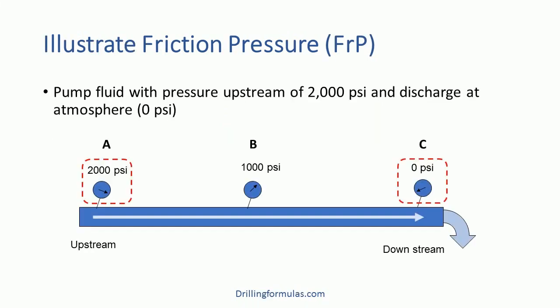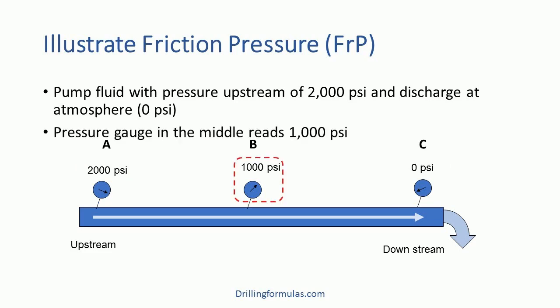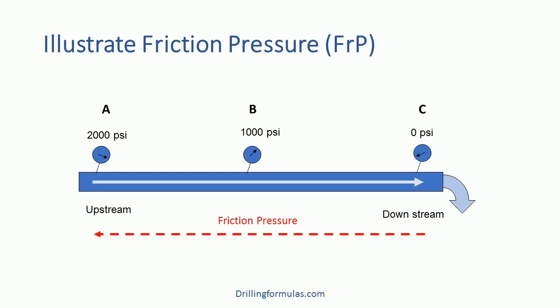Let's illustrate friction pressure. From the diagram below, we pump fluid with pressure upstream of 2000 psi at point A and discharge at atmosphere at point C. The pressure gauge in the middle reads 1000 psi at point B. Since fluid flows from left to right, friction pressure acts in the opposite direction, from right to left, as you can see at the red arrow.